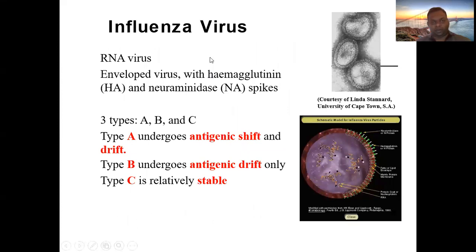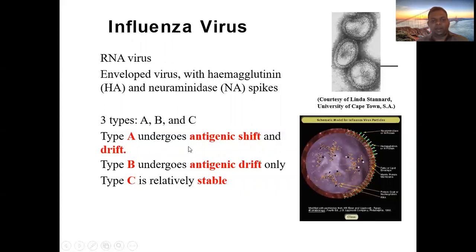About influenza virus. It's an RNA virus. It's an enveloped virus with hemagglutinin, HA, and neuraminidase, NA, spikes. Based on these combinations, we classify them as H1N1, H1N5, H3N5, likewise. There are 3 types: influenza type A, type B, type C.